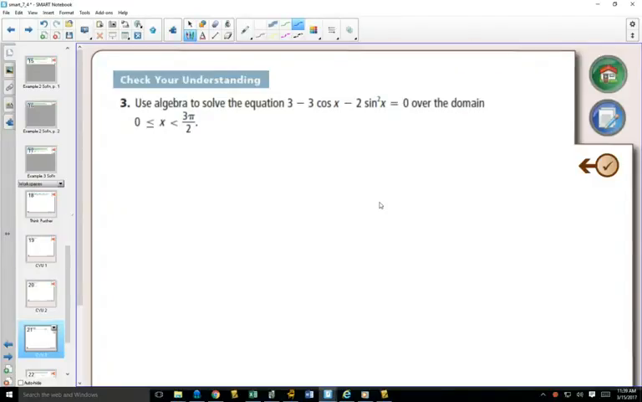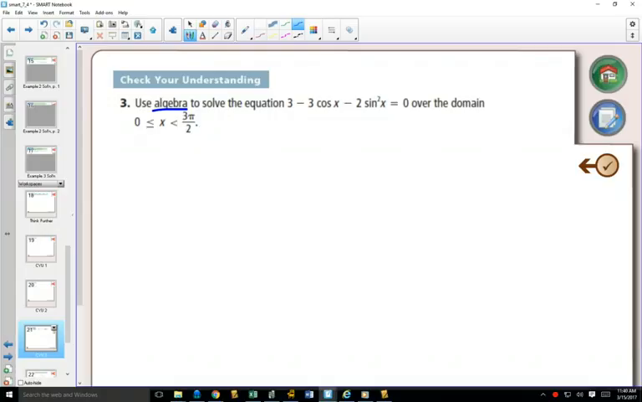So it says use algebra. So that means we are not. Use algebra means we can't just put one side of the equation into our graphing calculator and find the x-intercepts or something like that. We actually have to solve this using algebra.